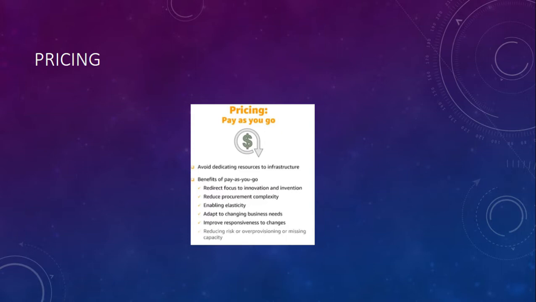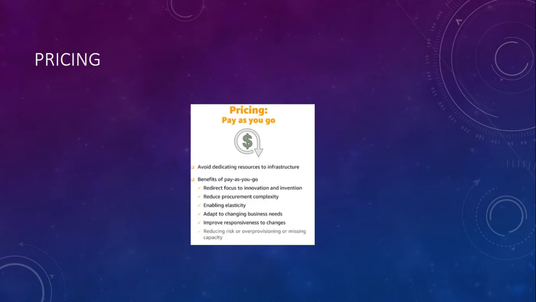Now, unless you are in the business of building data centers, you are likely to spend too much time and money doing just that. With AWS, you no longer have to dedicate valuable resources to building costly infrastructure, including purchasing servers, licenses, and facilities. So, by paying for services on a need basis, you can redirect your focus to innovation and invention, thereby reducing the procurement complexity and enabling your business to be fully elastic.